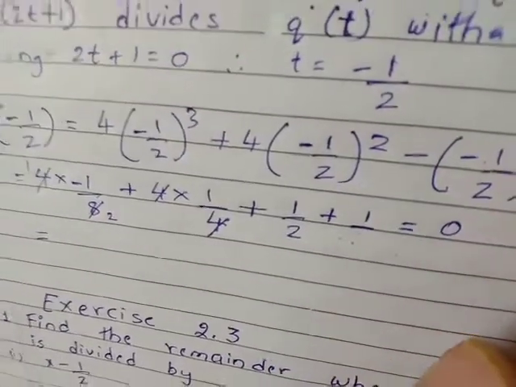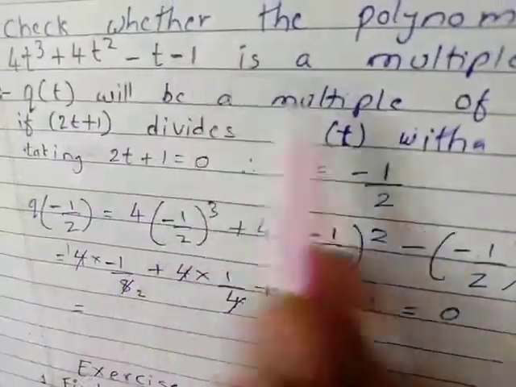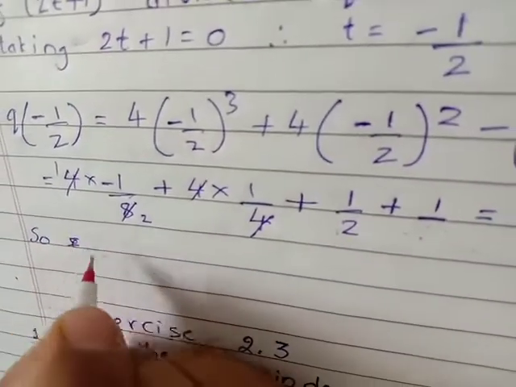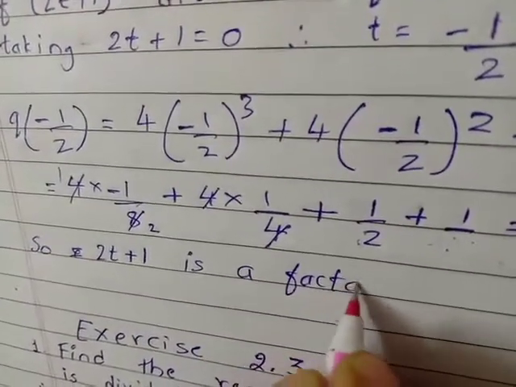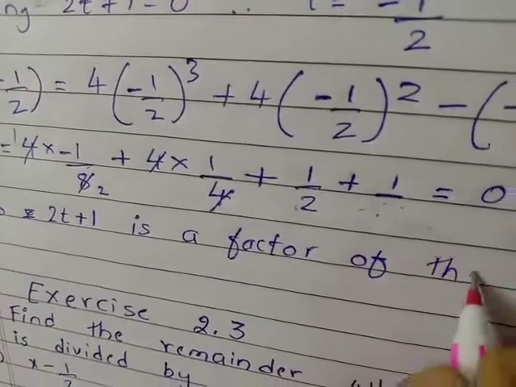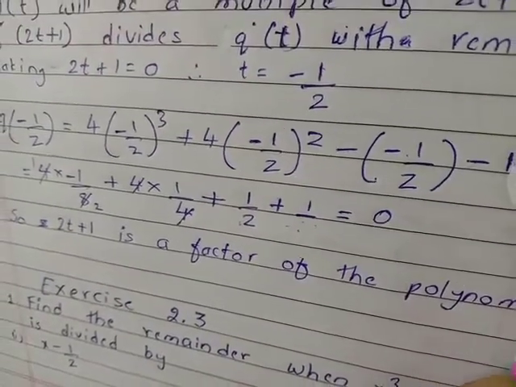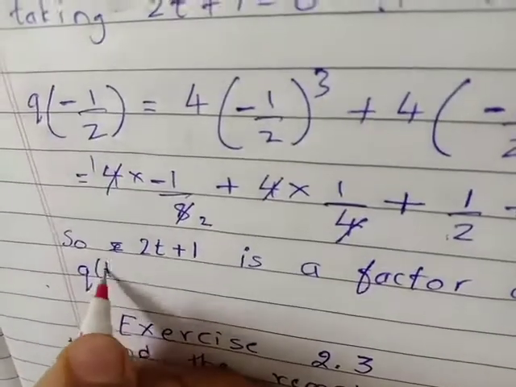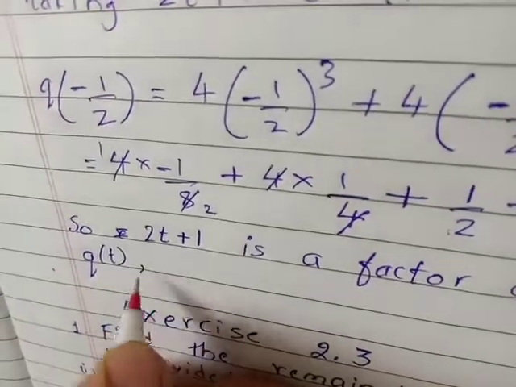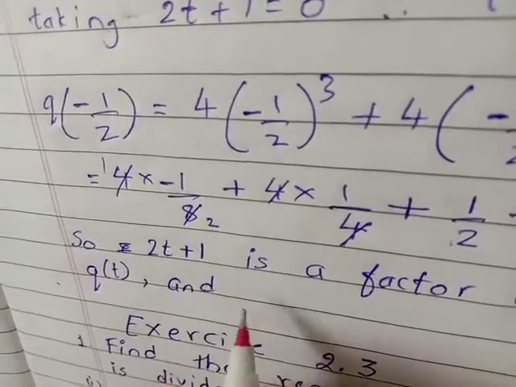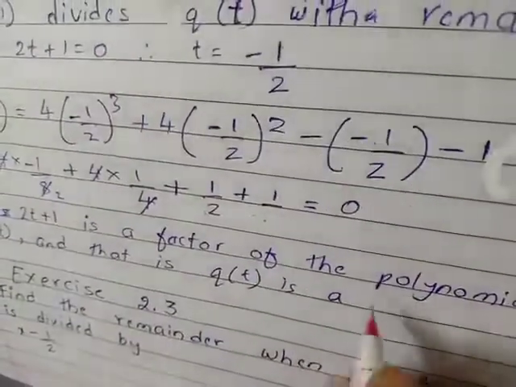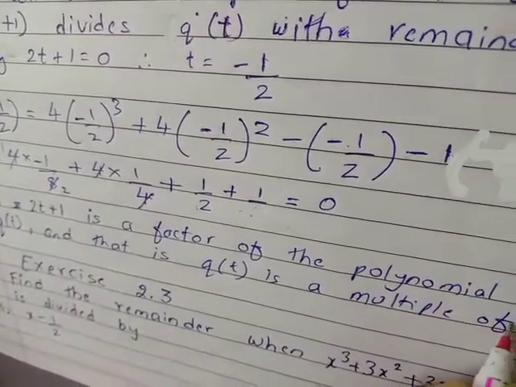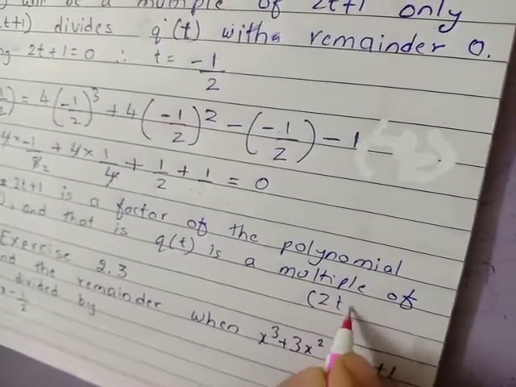So now you got the remainder 0. So you can say that this is a multiple of this. How will we write? So 2t plus 1 is a factor of the polynomial Q(t), and that is, Q(t) is a multiple of 2t plus 1.